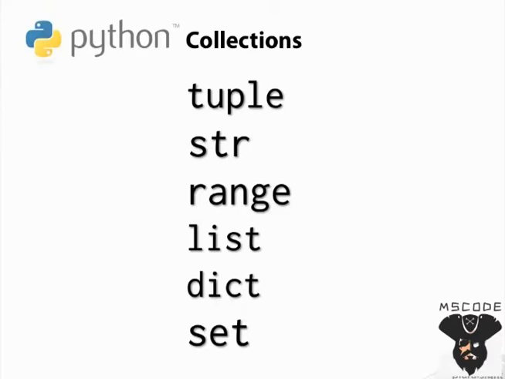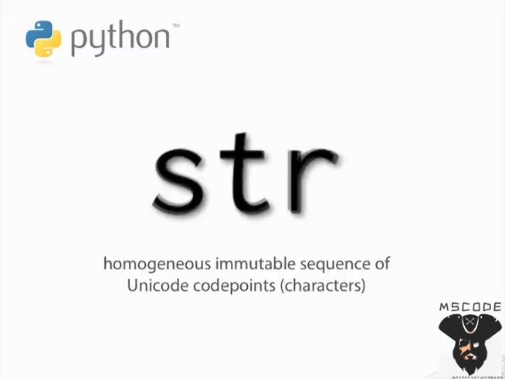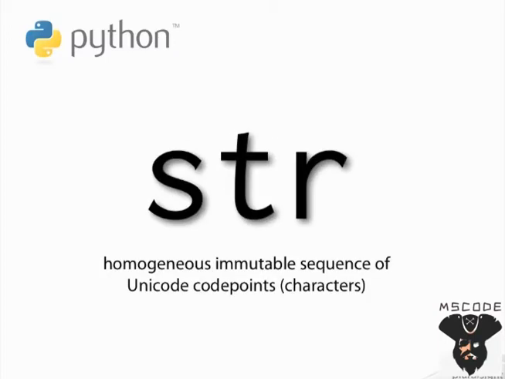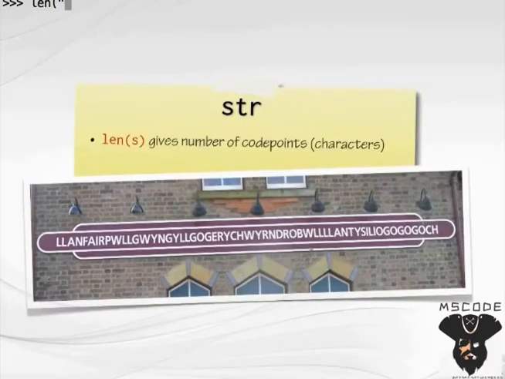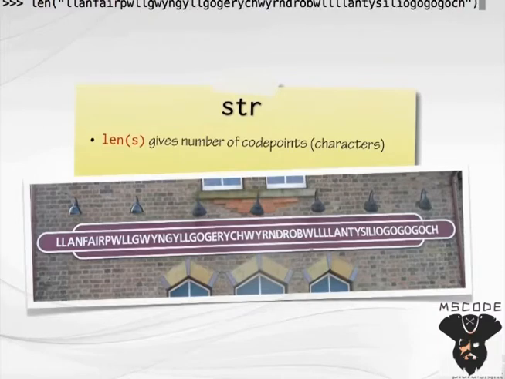We've covered strings at some length already, but we'll take time now to explore their capabilities in a little more depth. Recall that str is a homogeneous, immutable sequence of Unicode code points, which for the most part we can consider to be the same as characters. Let's put str through its paces. As with any other Python sequence, we can determine the length of a string with the built-in len function. For instance, if we wanted to know how many characters were in the Welsh place name Llanfairpwllgwyngyllgogerychwyrndrobwllllantysiliogogogoch, we could call len on this string and get the answer 58.